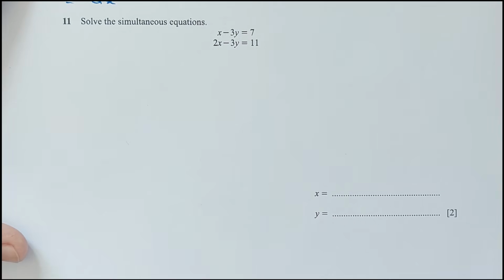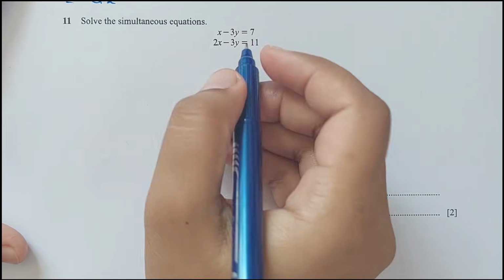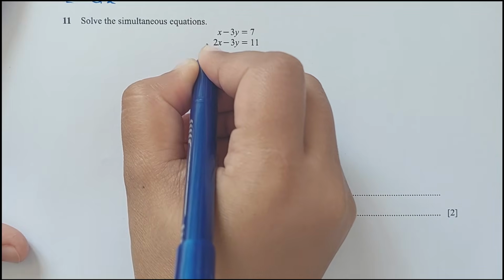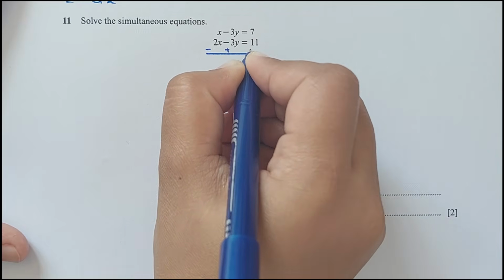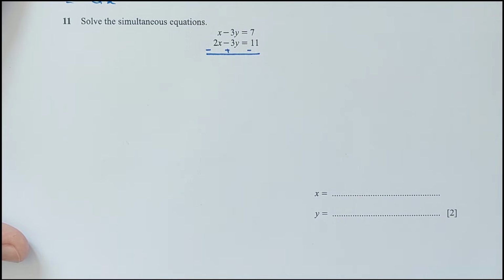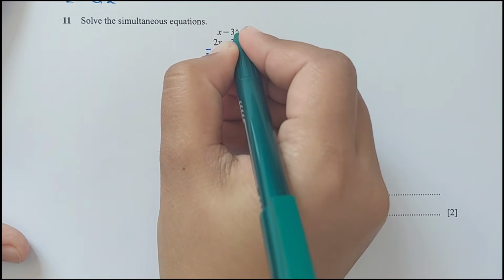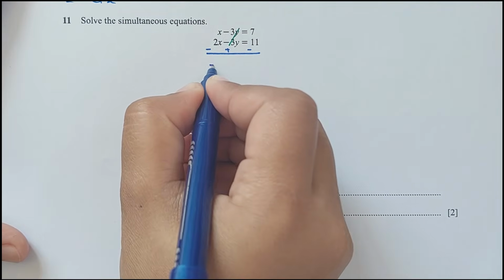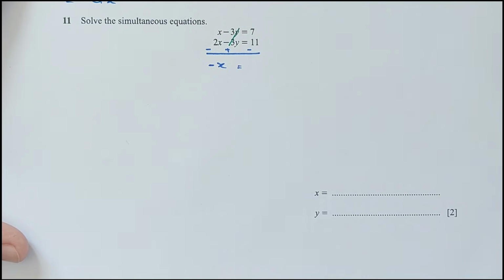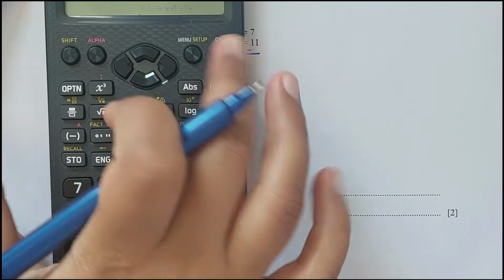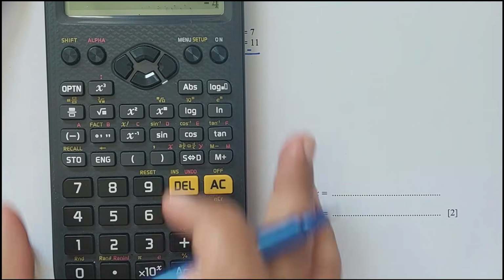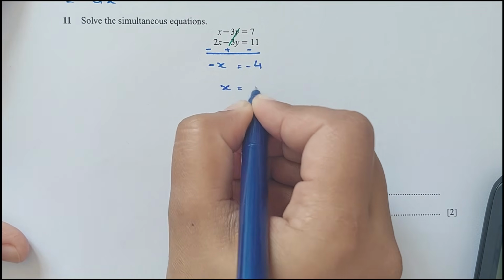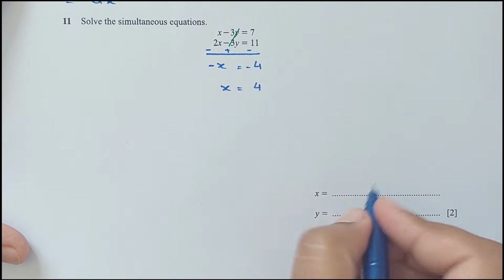Question number 11, solve the simultaneous equations. So let me subtract the two equations by changing the signs. This is negative, this is positive, and this is negative. All right, so minus 3y and plus 3y cancel. X minus 2x is minus x. This is 7 minus 11. This would be minus 4. From here, the x value is 4. So we got x, which is 4.